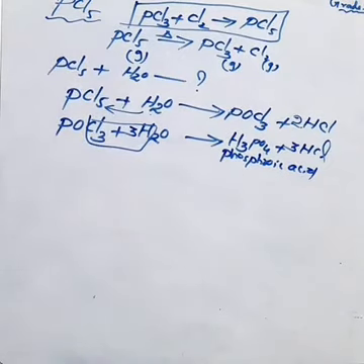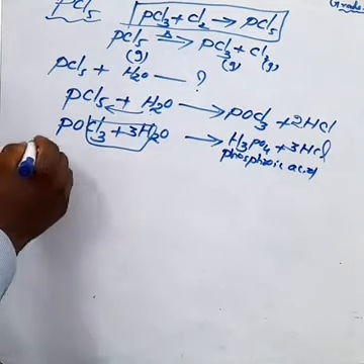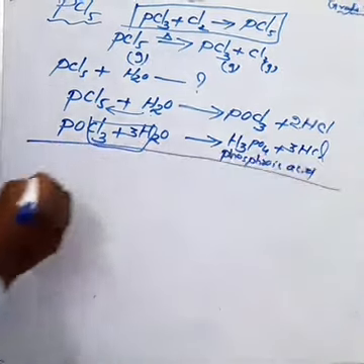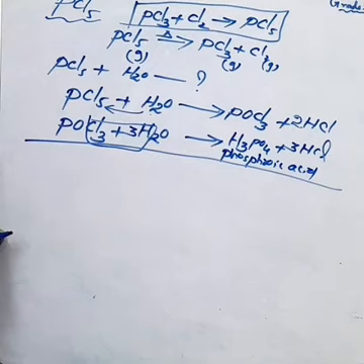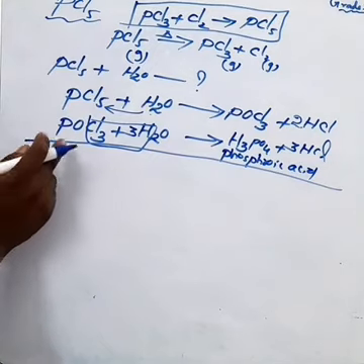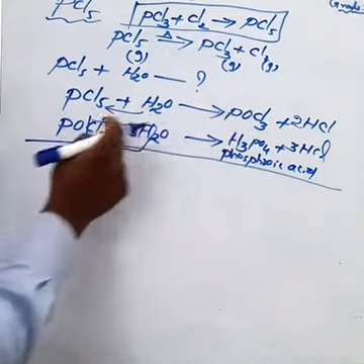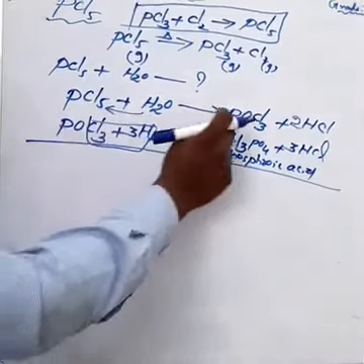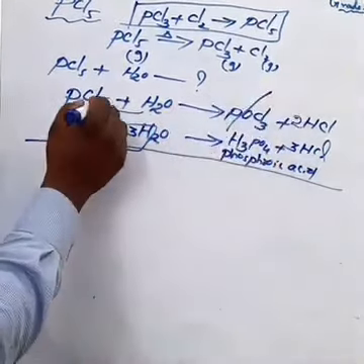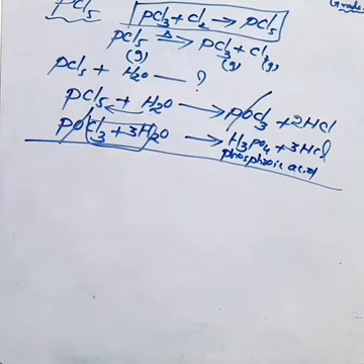How can you write the overall reaction? First you have to cancel it. Which are the possibilities of cancelling? That is POCl3, and in the first equation POCl3 can be cancelled. There is no other possible for cancelling.